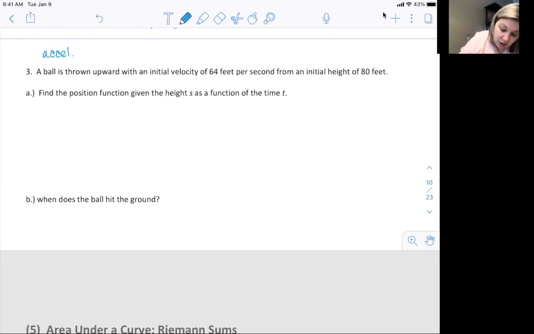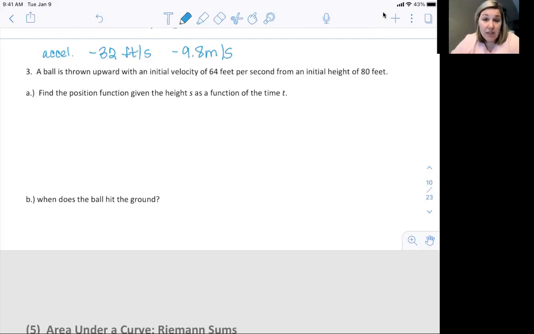Acceleration due to gravity on Earth in feet per second is negative 32 feet per second. In meters, it's negative 9.8 meters per second. That is something you're expected to know. That information will not always be given to you. So if that's not common knowledge to you, put it on a flashcard and add it to your things to study. The acceleration due to gravity is constant on Earth, so that's the function we can start with.